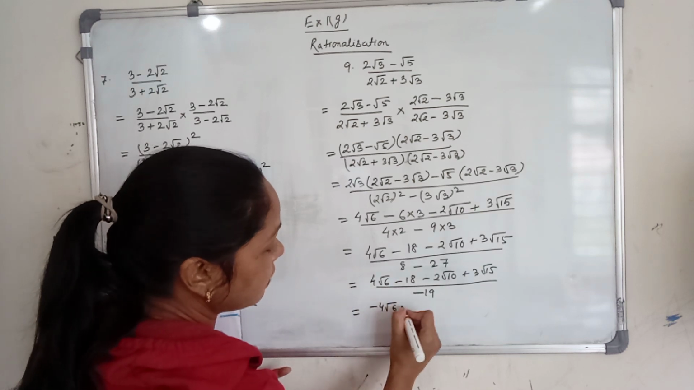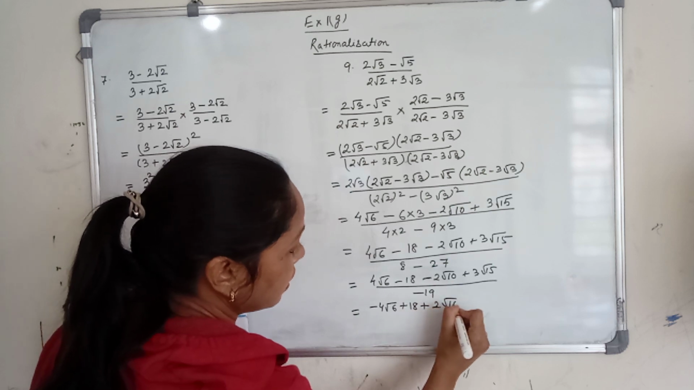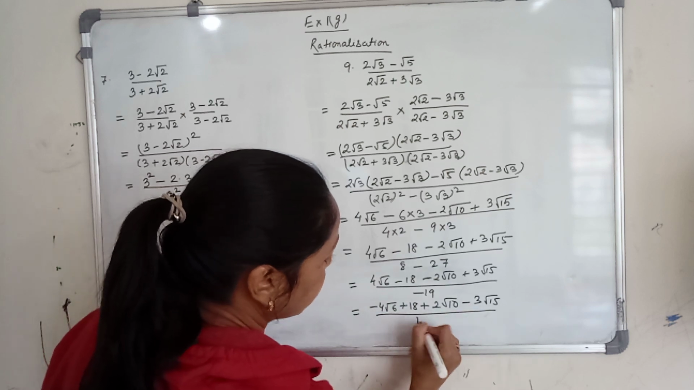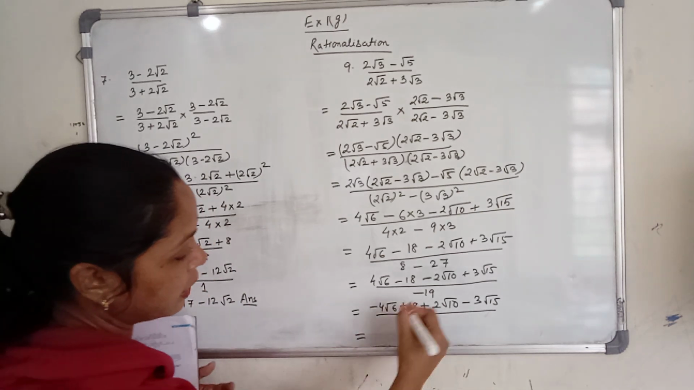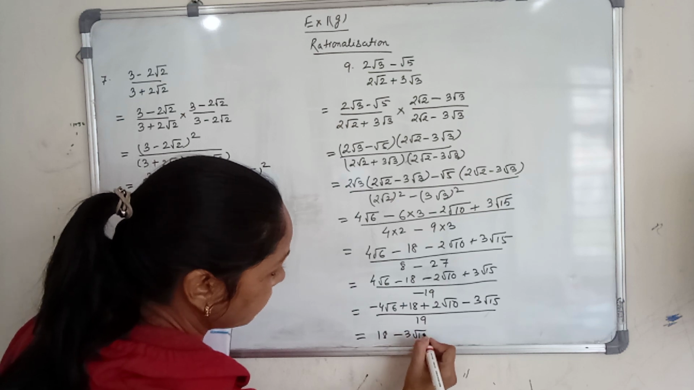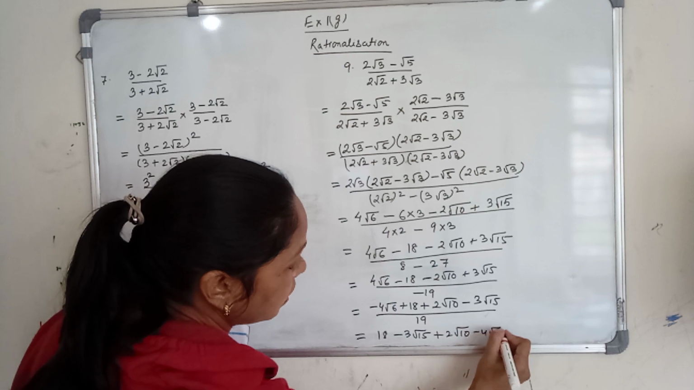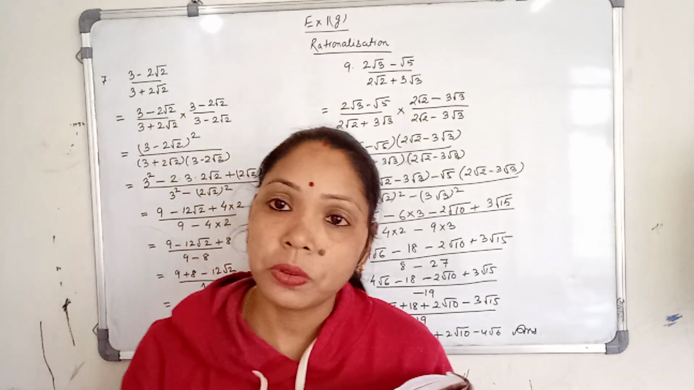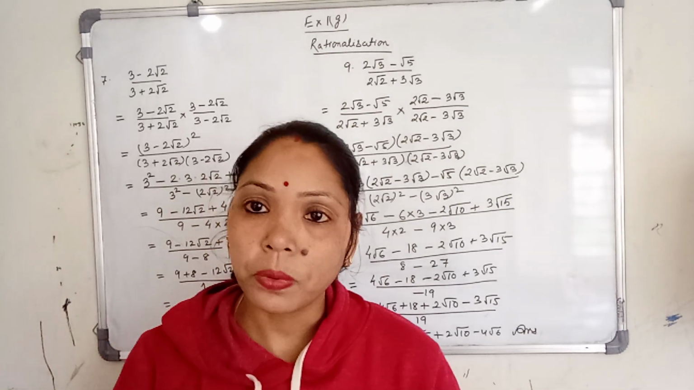This is positive negative, so we will get here positive. Again this is negative, so we will get positive. This is positive, then this one becomes negative, and by 19. Now arrange it. First write down the rational number 18, then minus 3 root 15, then plus 2 root 10 minus 4 root 6, which is your answer. So in this way we have to do the rationalization from question number 1 to 9.